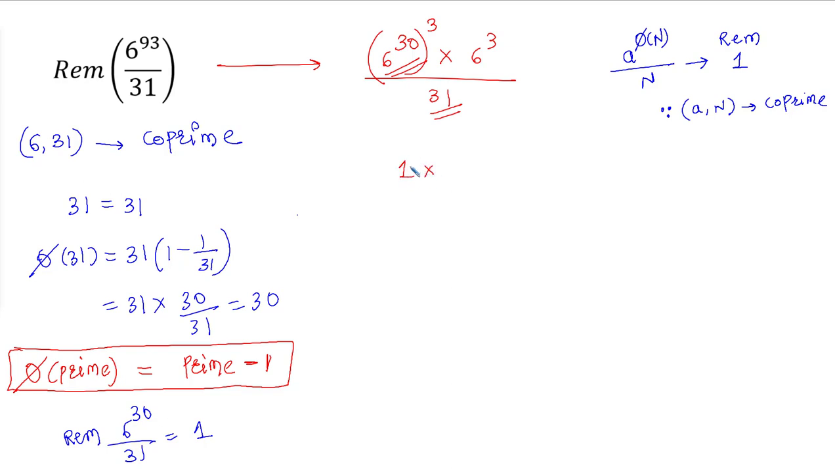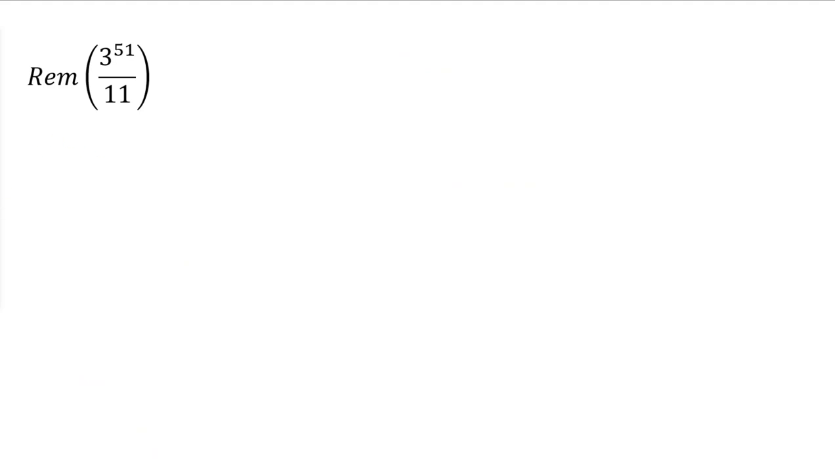Okay, into now 6 cube I can write 6 square into 6 divided by 31. Okay, so if I divide 36 by 31, remainder is 5, into if I divide 6 by 31, remainder is 6. So the final remainder is going to be how much? Final remainder is going to be 30. Okay, everyone, now let's have a look at the next example.